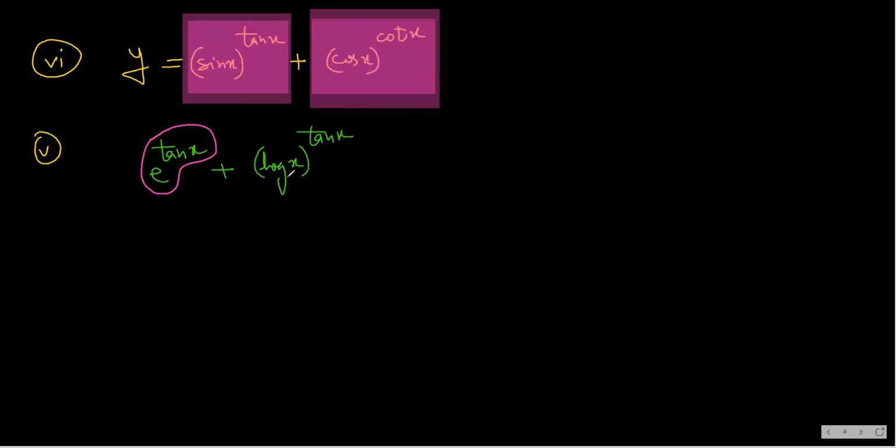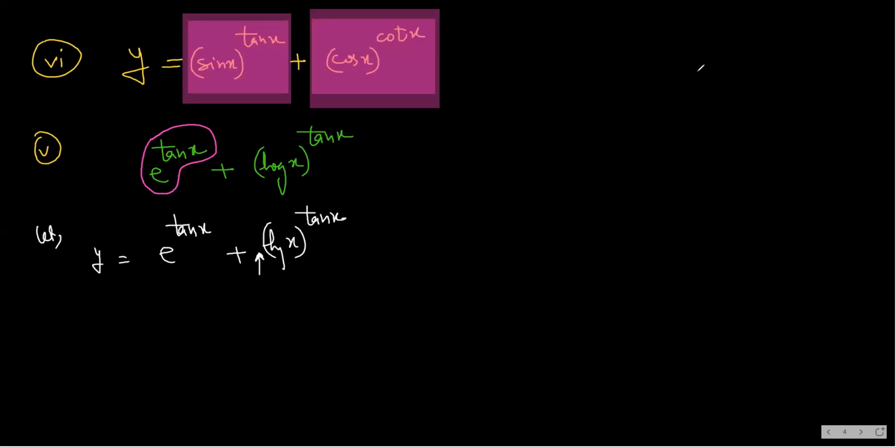Even if you have one of the function, you understand this cannot be differentiated unless you have a log here. So I understood that I want a log here. So can I take log? See, the first step, I will write let y equals e raised to tan x plus log x raised to tan x. Now I understand that I need a log here.